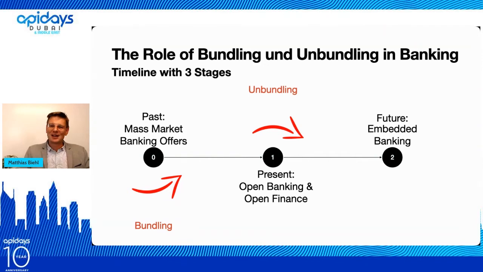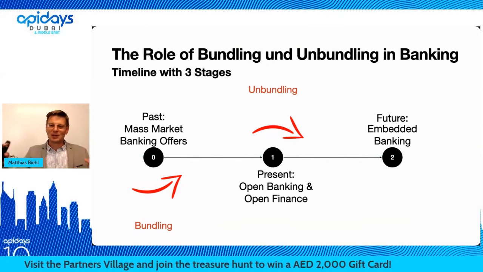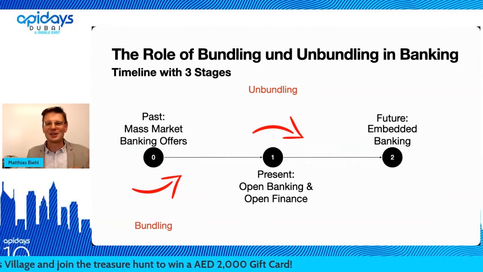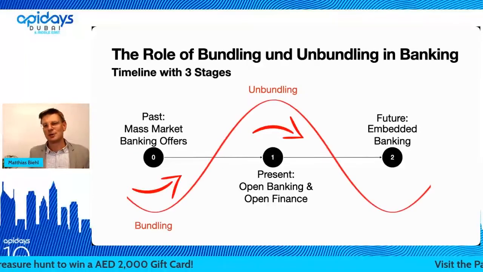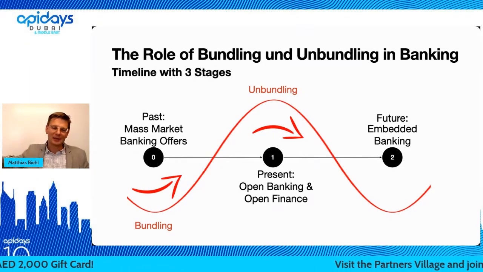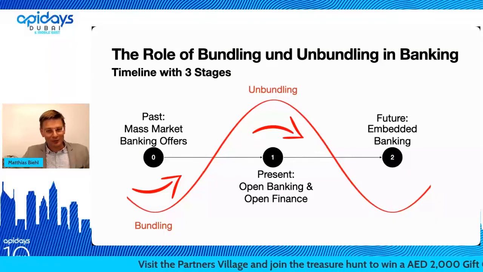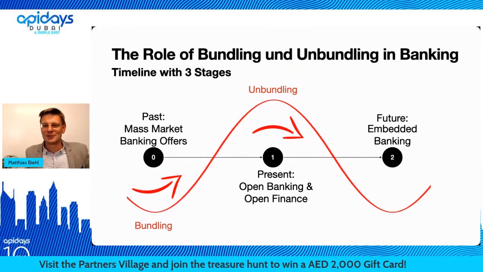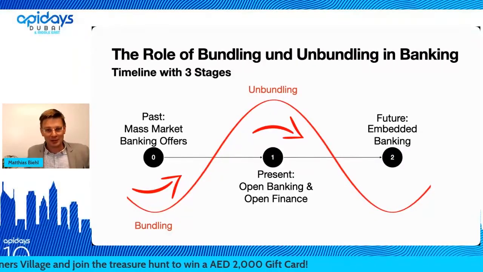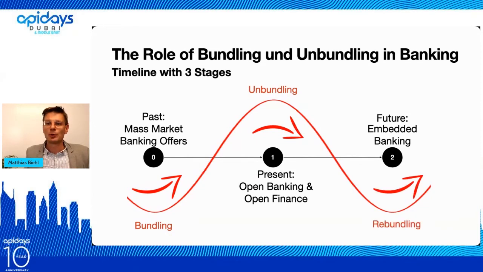Now at present, we actually see an unbundling where this big mass market offer is taken apart with open banking and open finance. So we get kind of a pendulum swing where there was first bundling, now we see an unbundling. And when we look out into the future, what are we going to see there? We're probably going to see the pendulum swing back in the other way, and we're going to see a rebundling. So it's again a bundling, as we've seen in the past, but probably a very different type of bundling that we're going to see in the future. And this is enabled then by embedded banking.